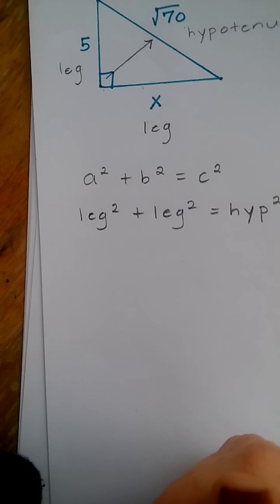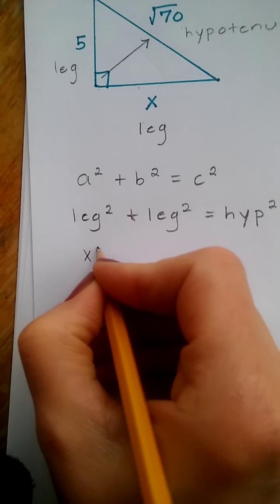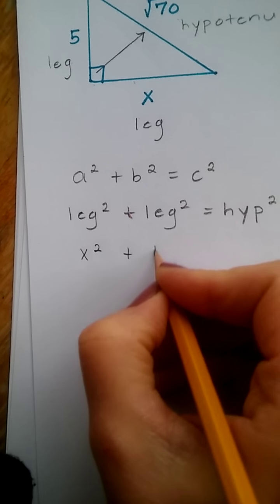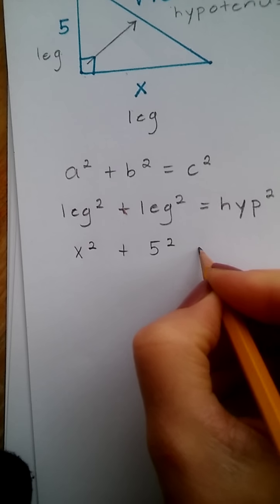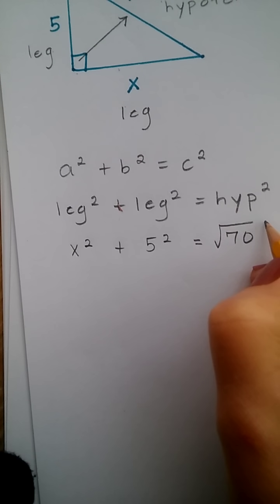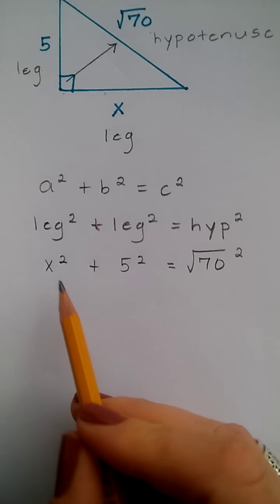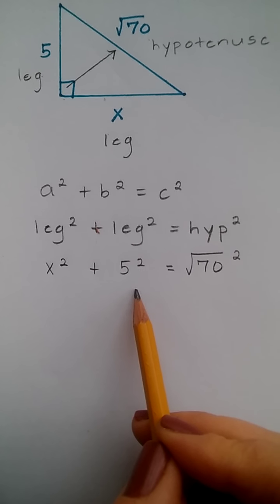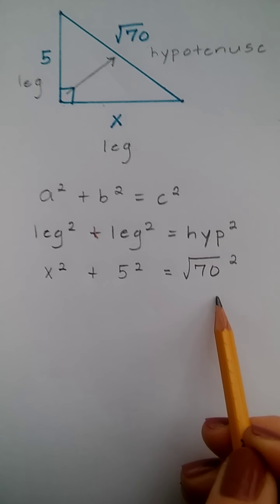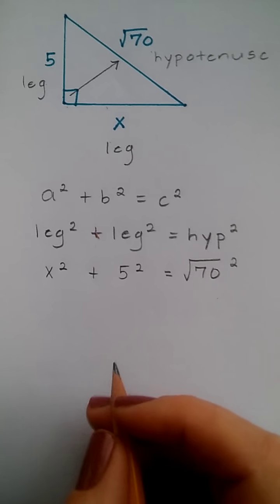For me and just my comfort with the algebra that happens to come next, I like x here and the other leg 5 here. And the hypotenuse is root 70. So again, remember, your legs are on this side. After the equal sign is the hypotenuse. And now we're ready to do the algebraic part.